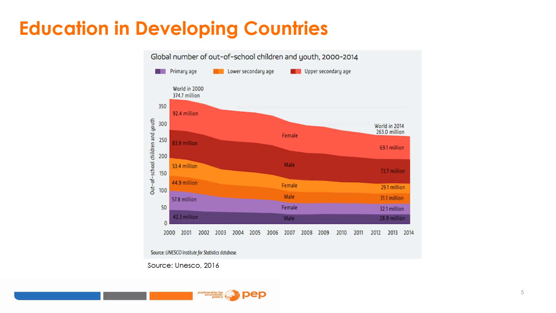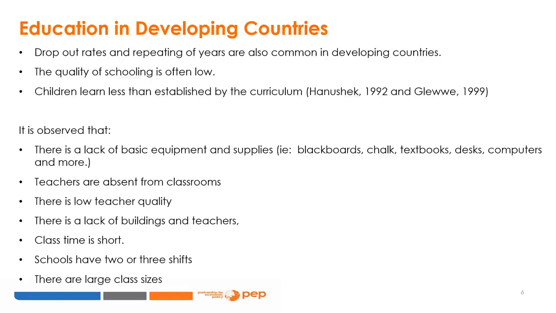This graph shows the number of children out of school at primary, lower secondary, and upper secondary school ages by gender from 2000 to 2014. We note a significant decline in the number of children out of school at all levels. At the primary school level, more girls are out of school, but at the secondary school level, there are more boys out of school. It is also observed that developing countries have a low quality of schooling.